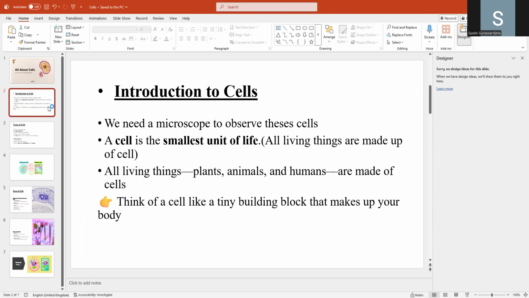Think of a cell like a tiny building block that makes up your body. Actually, when we consider a cell, as it is the smallest unit of life, most cells cannot be seen with our naked eye. So we need to use a special type of equipment called a microscope to observe cells.